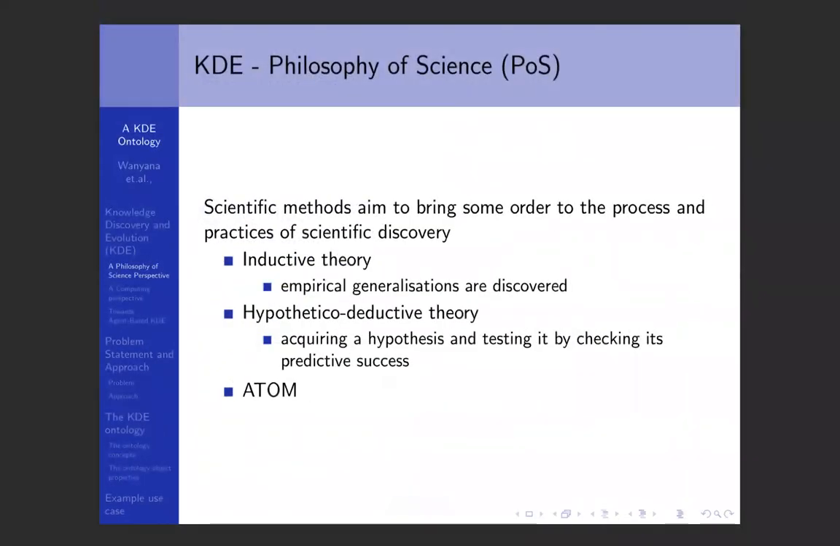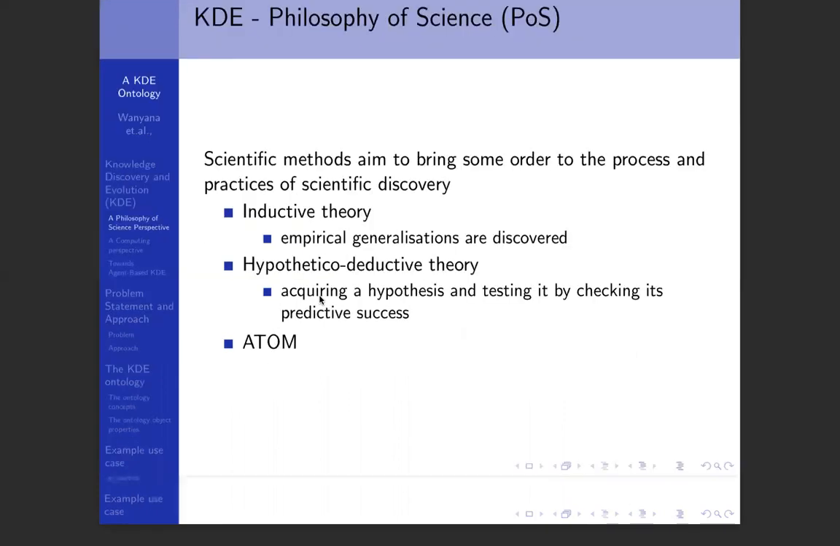The scientific method aims to bring order to the process of scientific discovery. In philosophy of science, two prominent methods of scientific discovery have been presented. One of them is the inductive theory, in which empirical generalizations are discovered from data. The other is the hypothetical deductive theory of method, in which scientists acquire a hypothesis and test it by checking its predictive success. Recently, Haig introduced ATOM, the abductive theory of method.